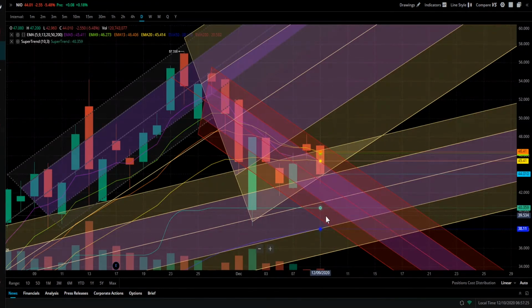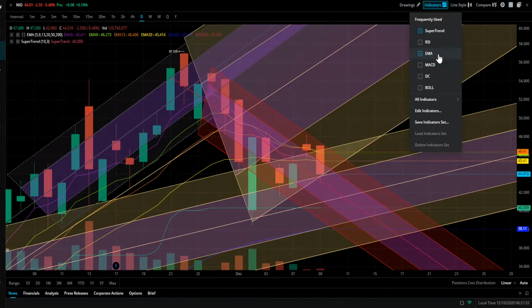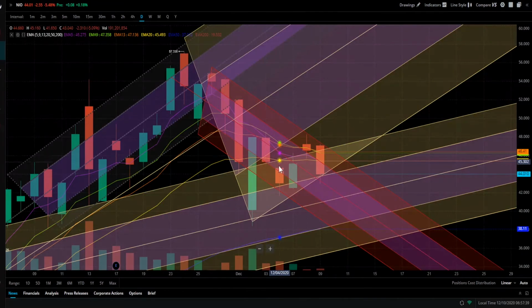The other thing we are considering, and why I'm not very convinced we are going to drop that much, is because you will notice here that this is actually creating higher lows. So there is some kind of higher lows here, so there is a possibility of going up.